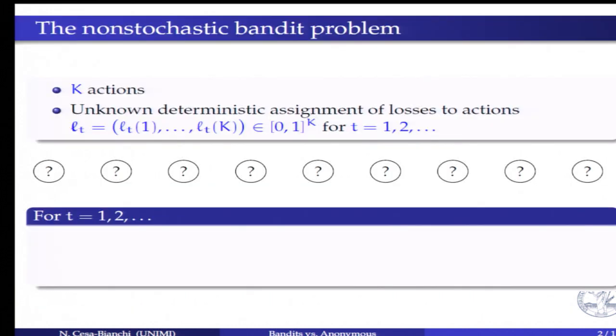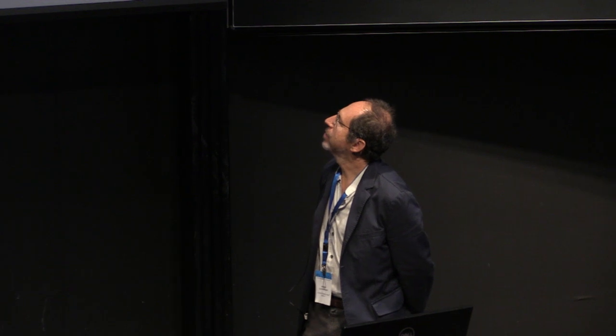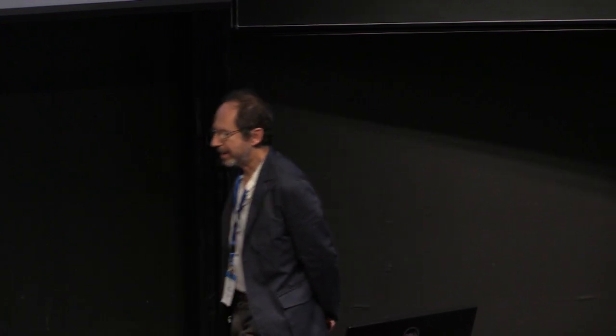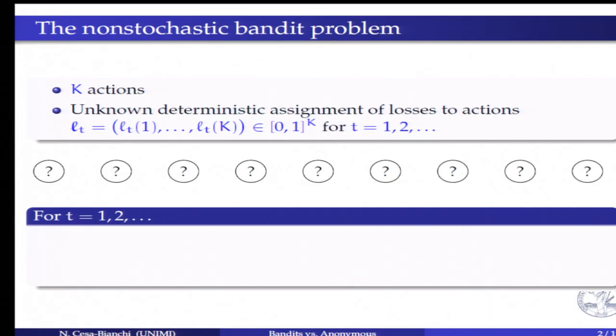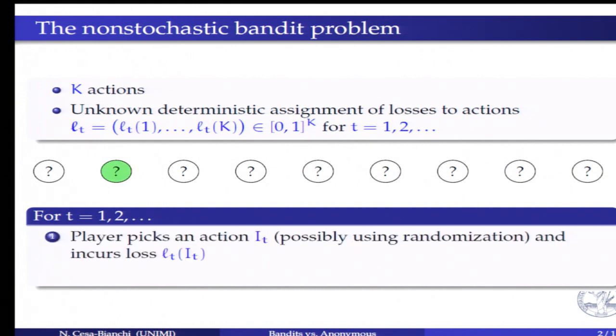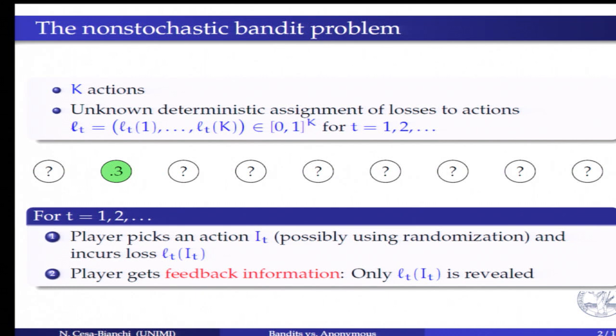This is a bandit paper, but with a slightly different model, a non-stochastic bandit model. In non-stochastic bandits, there are k actions, and there's some unknown, bounded, and deterministic assignment of losses to actions at every time step. The game proceeds as follows. The player chooses an action, I_t, possibly using some randomization, and incurs the loss assigned to that action at that time step. Then the player gets some feedback information that, being in the bandit model, just refers to the loss assigned to that action at that time step. No other information is revealed to the player.